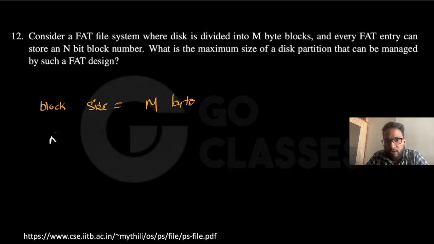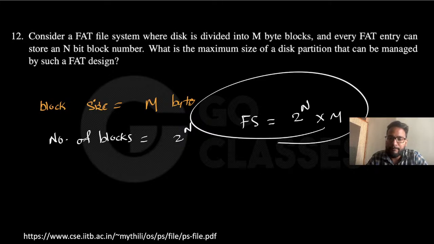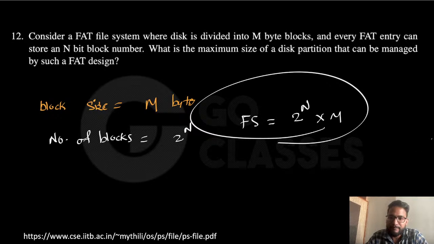So the block numbers are n bit. It means the number of blocks is also given. Number of blocks is 2 power n. What is the maximum size of the disk partition that can be managed by the FAT design? So what is the maximum size of the file system? It could be 2 power n number of blocks into the block size, which is m, so 2 power n into m, right? So that's also a very easy question. I hope you can do it. Let me know if that is fine.